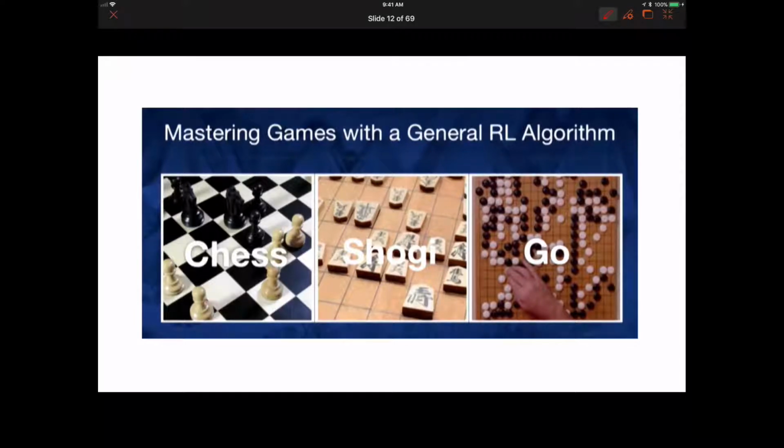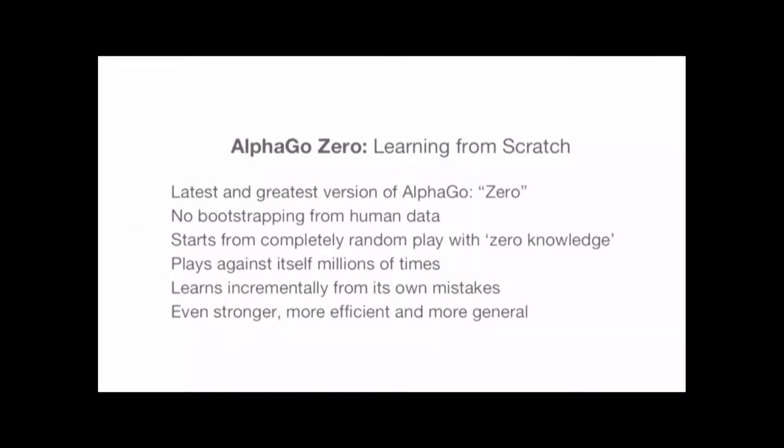So in the meantime, artificial intelligence has progressed further. Now there is reward learning introduced, and the algorithms are universal in such a way that you don't need to teach the machine very much. Let's go back one slide. Whereby there's no bootstrapping on human data. It starts completely from random play with zero knowledge. It plays against itself millions of times, and it learns incrementally from its own mistakes. It gets stronger and stronger as time goes on.